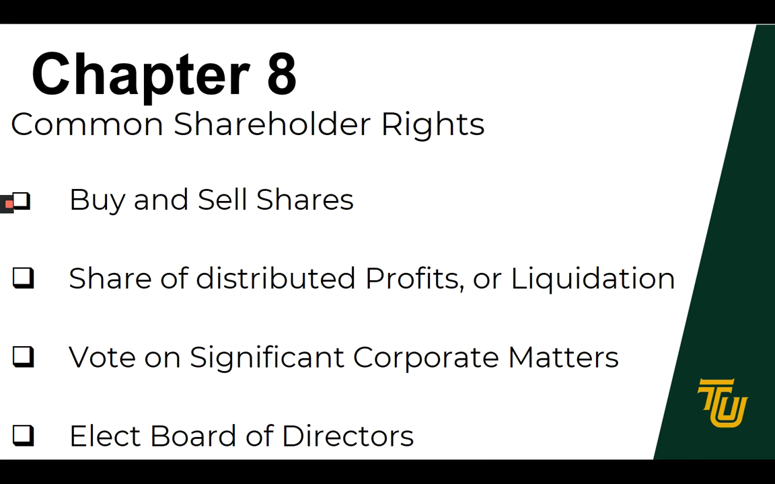Okay, let's look a little bit here at our common shareholder rights. These shareholders have the rights to buy and sell their shares. They have rights to distribution of profits if we should happen to pay a dividend, or if the company goes bankrupt, at the liquidation. These shareholders may have some liquidation rights. Most typically, though, in a bankruptcy situation, that liquidation is not going to have much in the way of assets remaining by the time we get to shareholders.